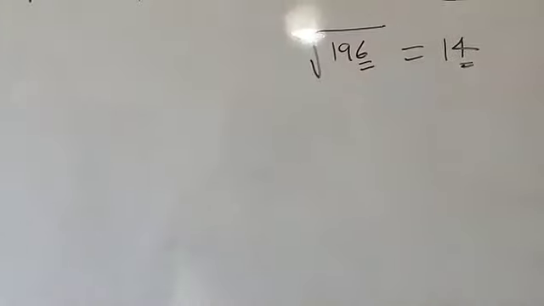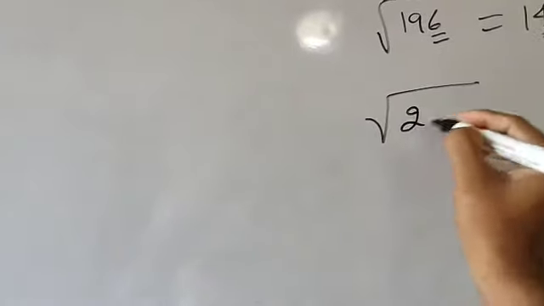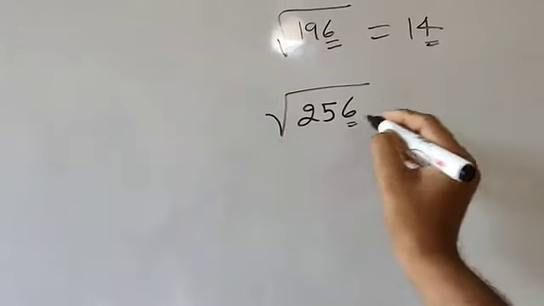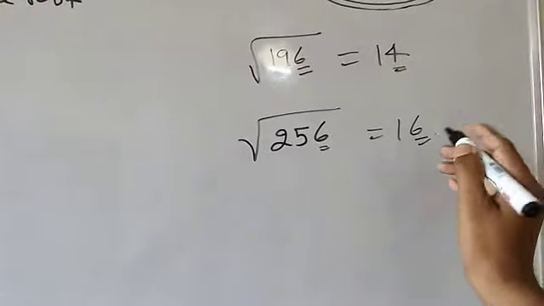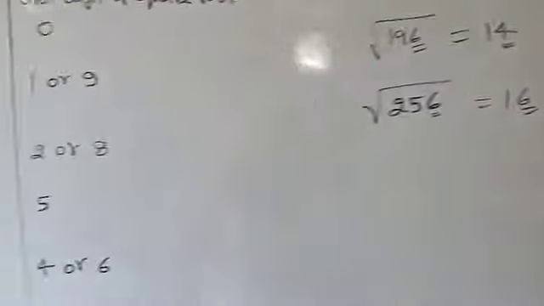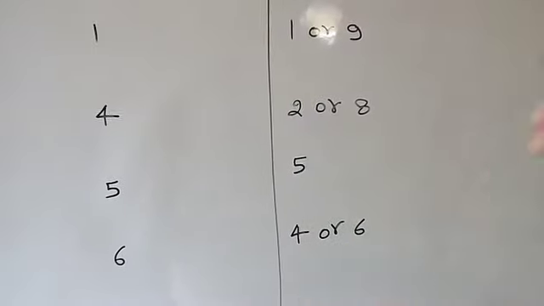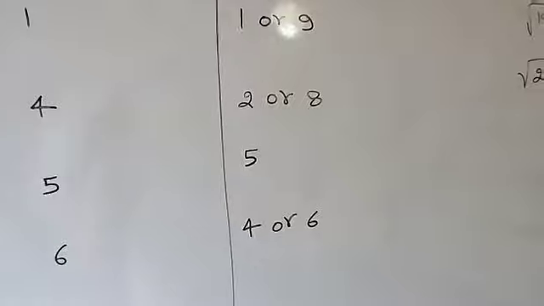Here I am going to take another example. If I write under root 256, here the unit digit is 6, then what is the square root of 256? That will be 16. So here you are going to get 6. So if the unit digit of the perfect square number is 6, then the square root of that number's unit digit will be either 4 or 6.